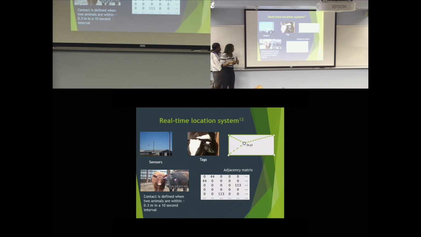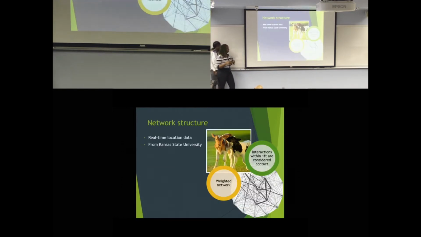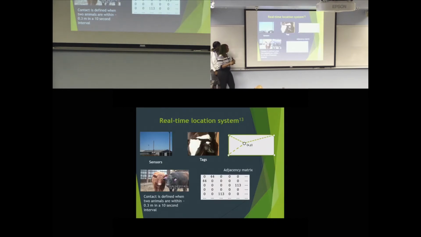This picture shows how we define contact, and contact is defined when two animals are within 0.3 meters in a 10-second interval. From this data, we create our adjacency matrix data.